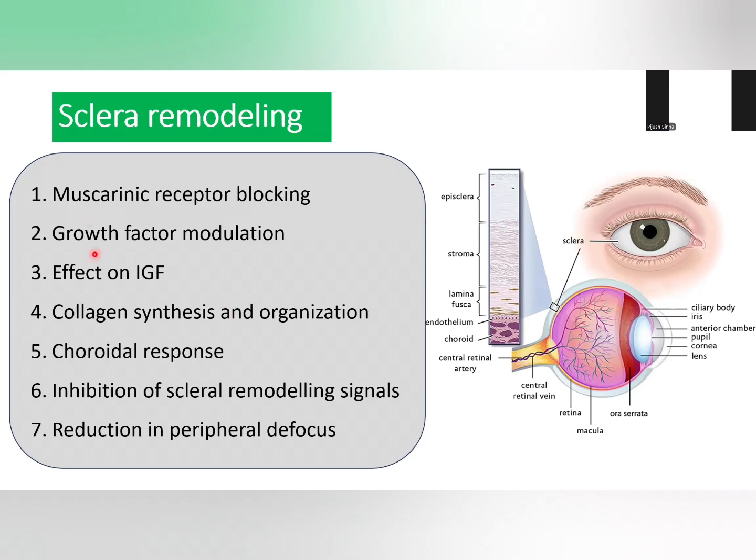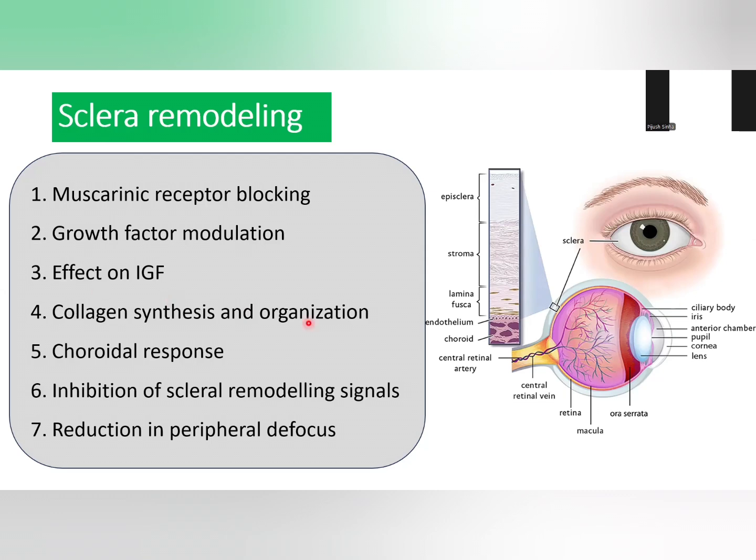And if I talk about growth factor modulation, here the growth factor is transforming growth factor beta, TGF beta. This is a hormone-like factor; TGF beta helps regulate collagen production in the sclera. Atropine decreases the TGF beta signaling, reducing the stimulation of cells that contribute to scleral elongation, so that the scleral integrity will be maintained.